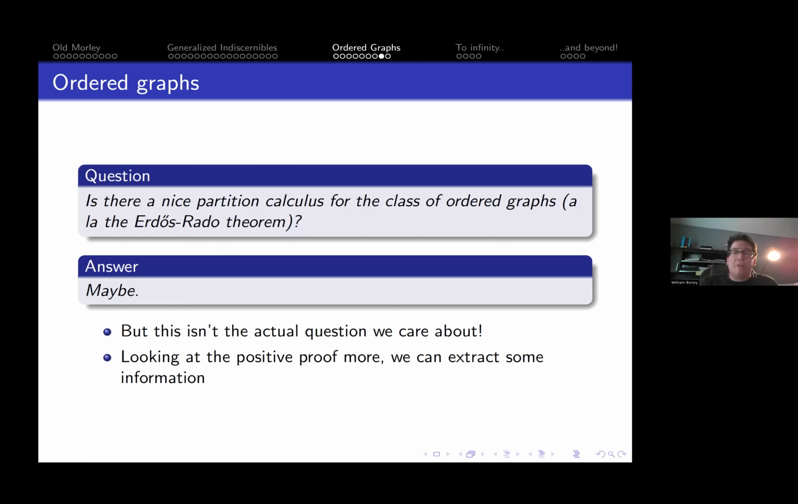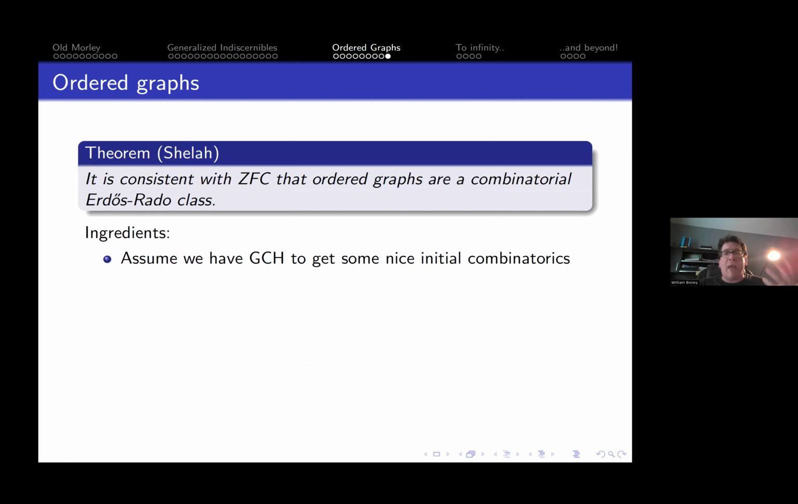I asked about indiscernibles. I said you should really think about partition relations. Then I said partition relations, or maybe, but now I'm going to tell you that I don't really care about partition relations. I care about ordered graph indiscernibles. And so I want to unpack this proof a little bit. Then we're going to talk about two ways you can get more information out of it.